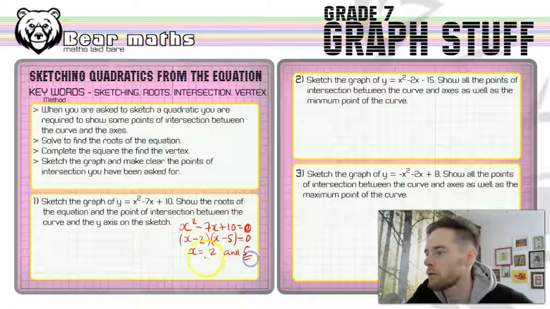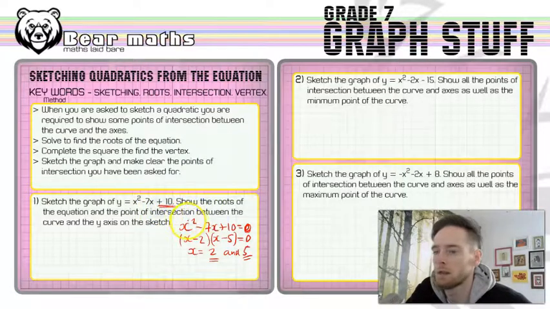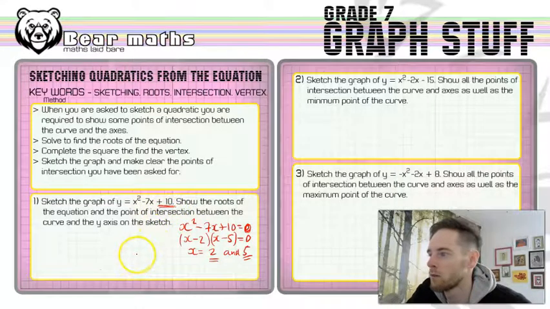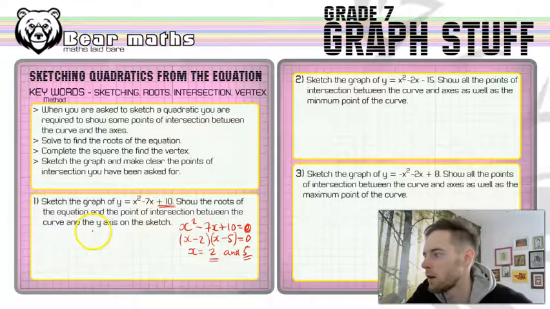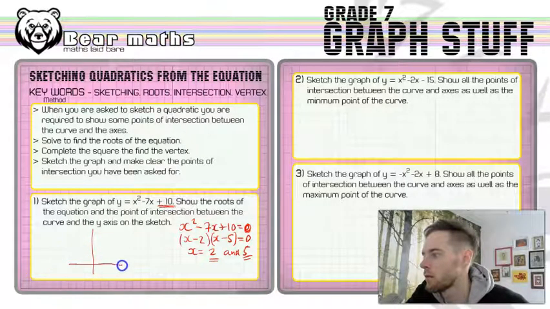I found the roots of this particular equation, so I know the graph needs to cut through the 2 and the 5 on the x-axis. I can also tell because of the original form of the equation that the graph is going to go through 10 on the y-axis. That's our y-intercept value. It always is the number on its own where the graph is going to go through the y-axis, just like on linear graphs.